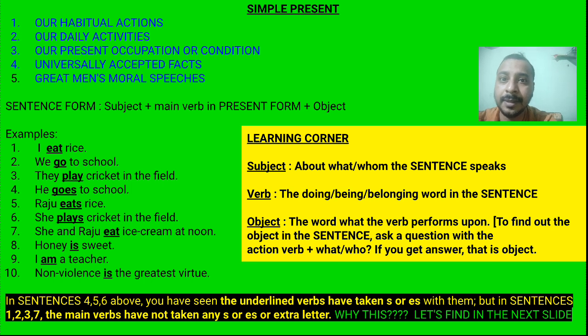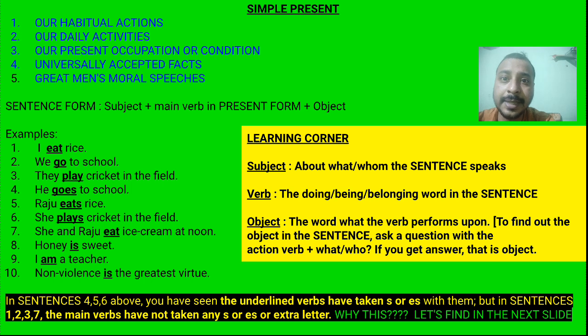Okay, our habitual actions. For example, habitual actions means habits, our habits. For example, I brush my teeth, that's my habit. Our daily activities, like we go to school regularly, that is a daily activity, that is also simple present tense. Next, our present occupation or condition. Suppose my present occupation is teacher, teaching. So I am a teacher, you are a student. So these are also simple present tense sentences.